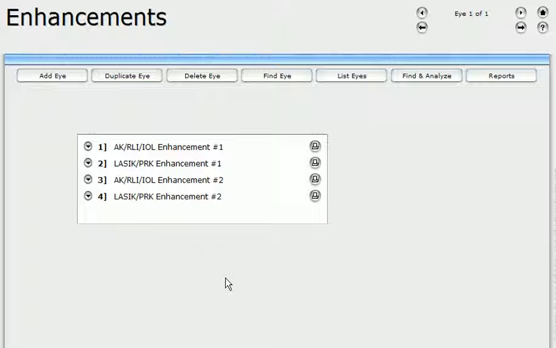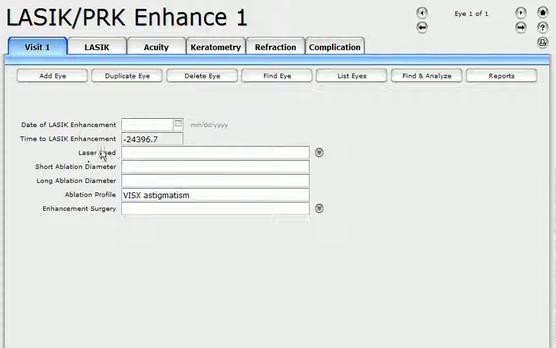Some eyes will require enhancement surgery, and you are allowed 4 enhancements: 2 AK, RLI, or lens implant enhancements, and 2 laser enhancements. These fields are the same as your preoperative fields: the date of the enhancement, the laser used, and what your treatment parameters were.